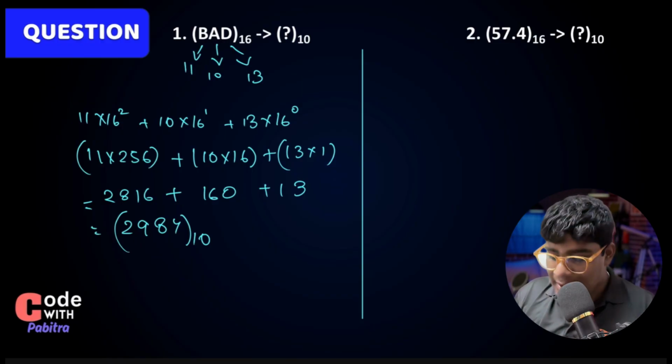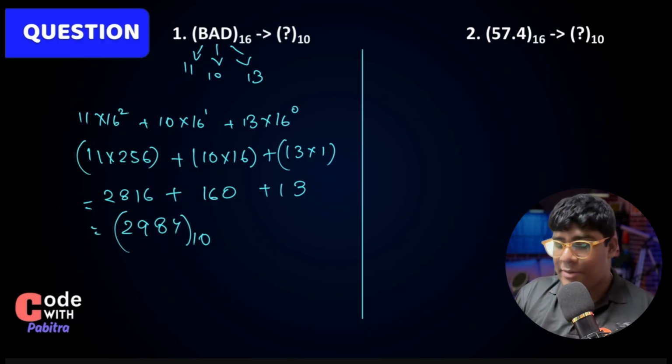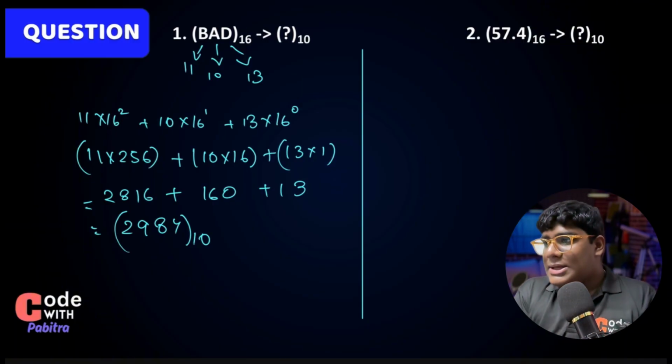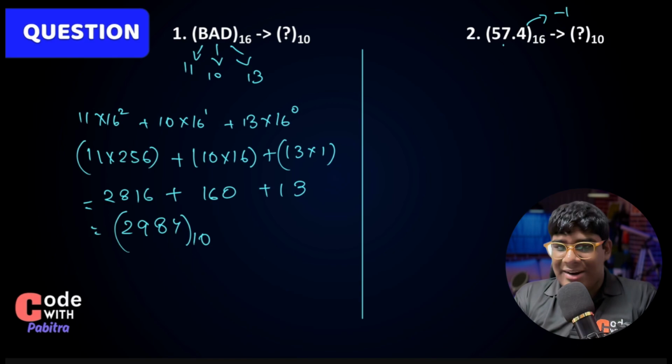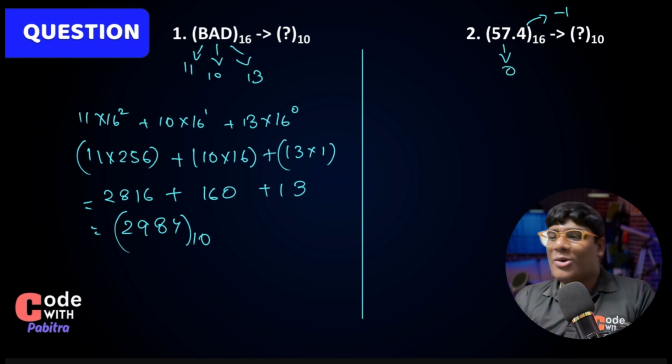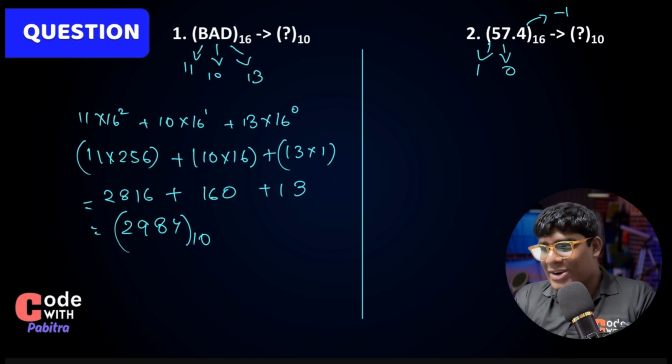Now here comes one twist. Here is 57.4. So this is very simple. This will become index minus one, this will become index zero, and this will become index one.